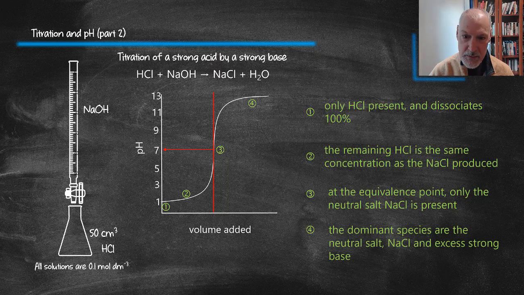As we continue on with our titration, we essentially now have excess sodium hydroxide, and we'll finish with a fairly high pH, approaching 13.